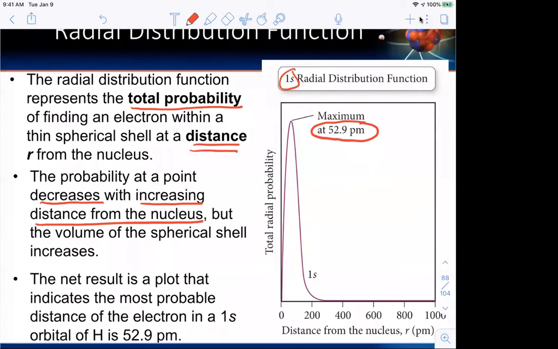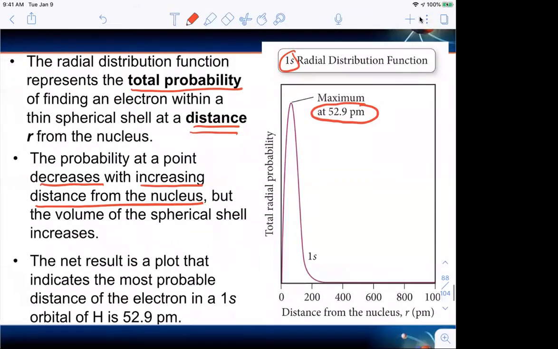But the volume of the spherical shell increases. So you have sort of two competing factors. I have this increasing distance which lowers the probability, but I'm increasing the volume which increases the probability in a way. So when I take those two competing factors and I get this function, what I see is that the most probable distance of an electron in a 1s orbital of hydrogen is 52.9 picometers.